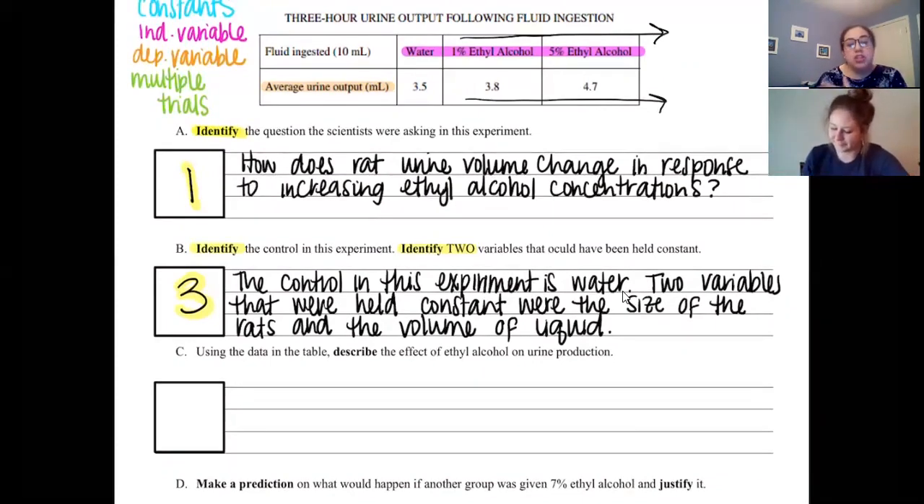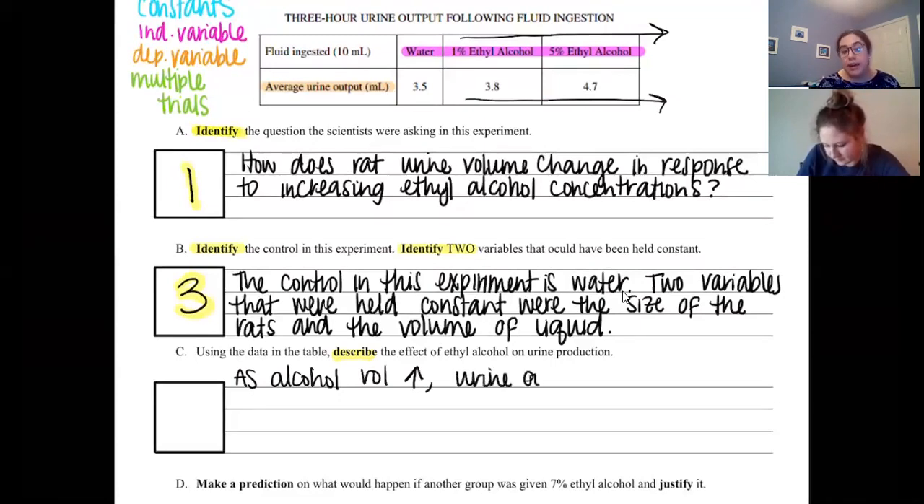So to describe the effect of ethyl alcohol, you would say as alcohol volume increases, urine output increases as well. You don't have to identify it as a direct relationship, but if you don't say the word direct relationship, that's okay. They're just asking you to look at the data and understand and interpret it.